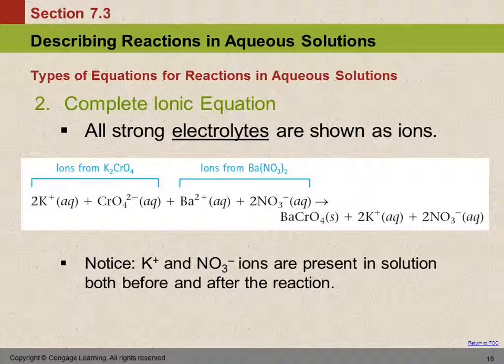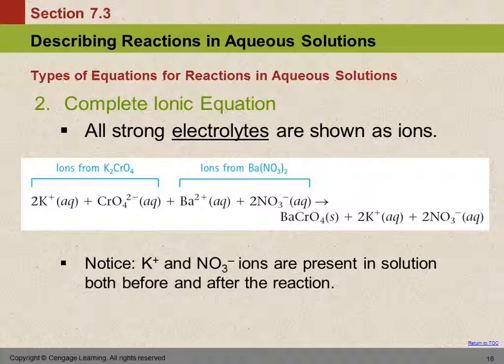So a complete ionic equation can be useful. In a complete ionic equation, all of the strong electrolytes are shown as ions. So let's just review what a strong electrolyte is. A strong electrolyte is an ionic compound that dissolves and dissociates completely into ions.